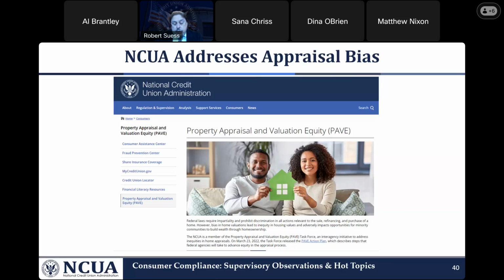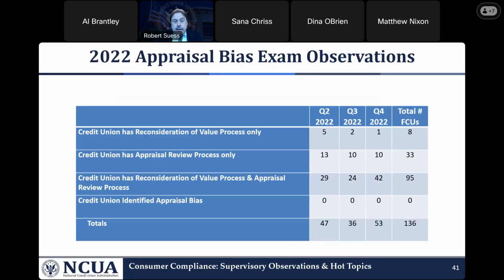2023 exam priorities included a review of appraisal bias oversight procedures in federal credit unions that offer real estate loans and a tailored file review to evaluate the consistency, fairness, and accuracy of the appraisals a credit union obtains. Next slide, please.